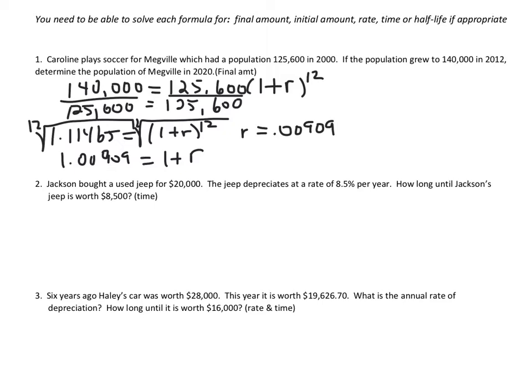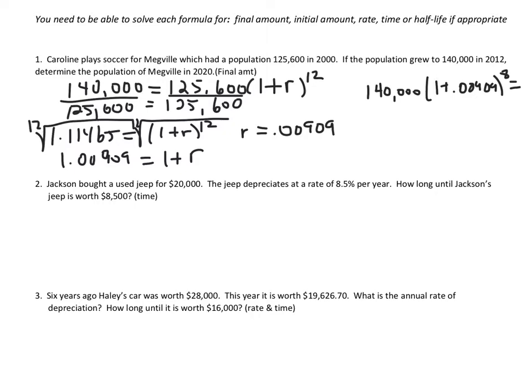All right, solving for r, I divided by 125,600 on both sides, and I got 1.11465, and I took the 12th root of that, and what I got was 1.00909 equals 1 plus r, then subtract the 1. So I got that the rate was 0.00909, which of course is 0.9%. So I'm going to use that rate in the next part to determine what the population is in 2020.